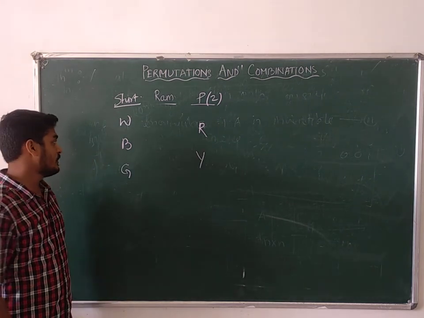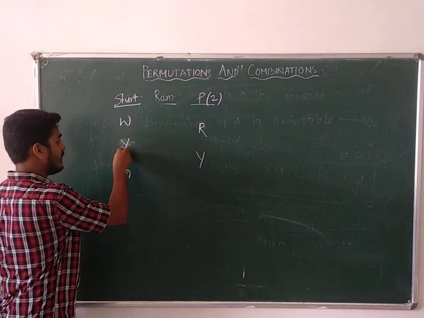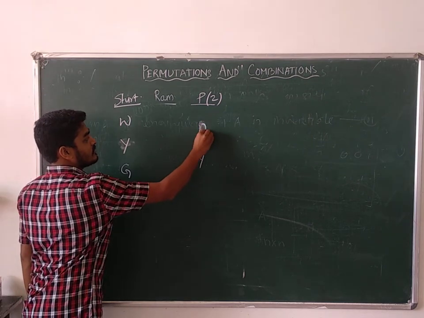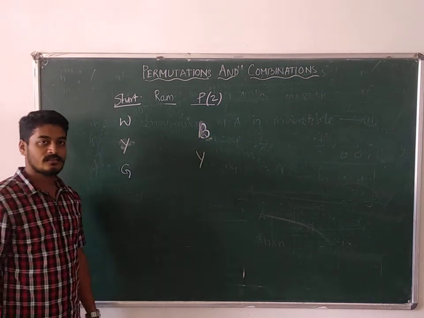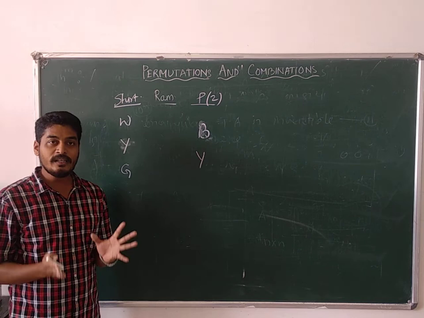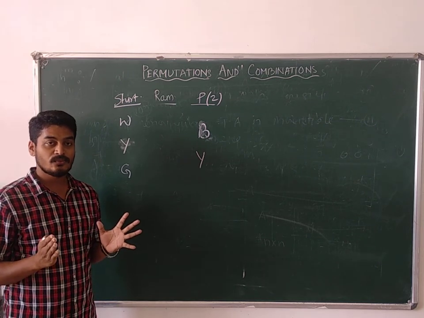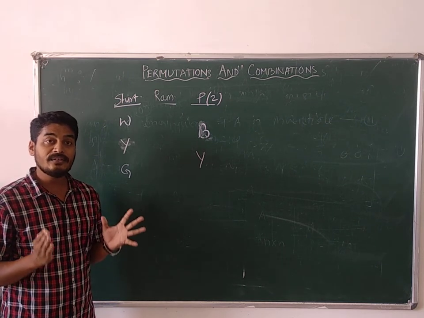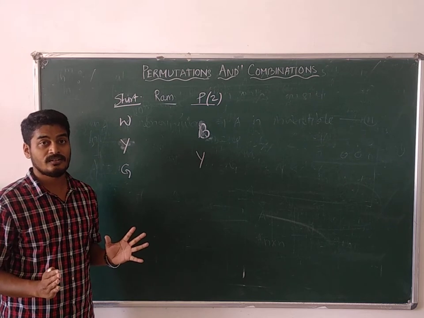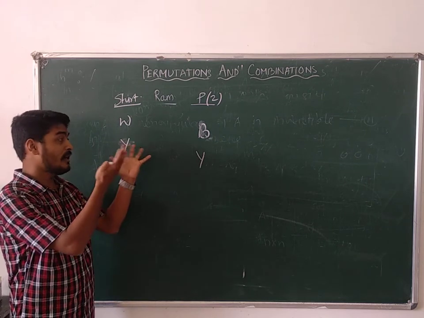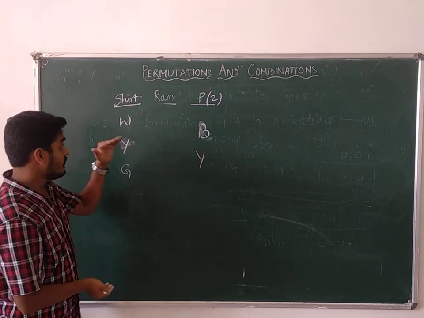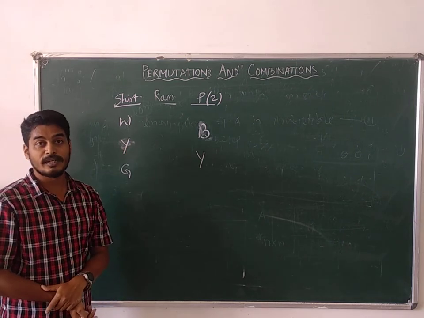Okay, then the combination will be, let us consider this one is yellow shirt and this one is black pant. Now, how many different ways he can dress up himself to look handsome? How many ways he can dress up.